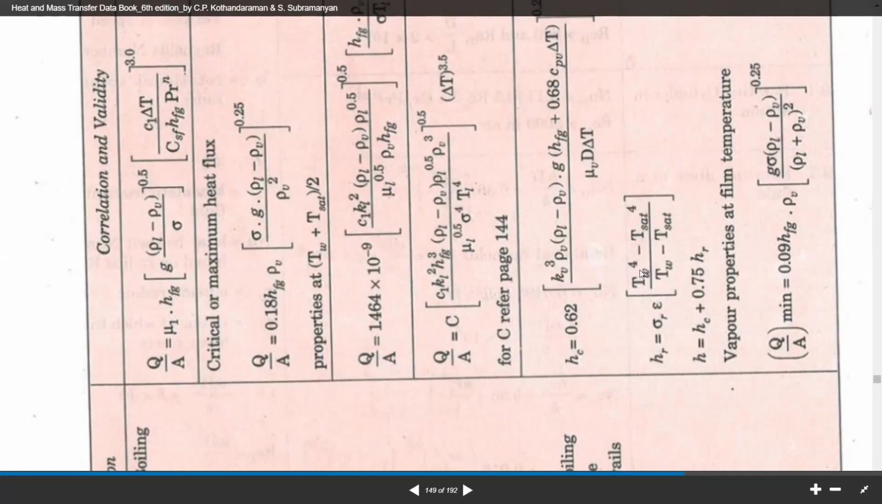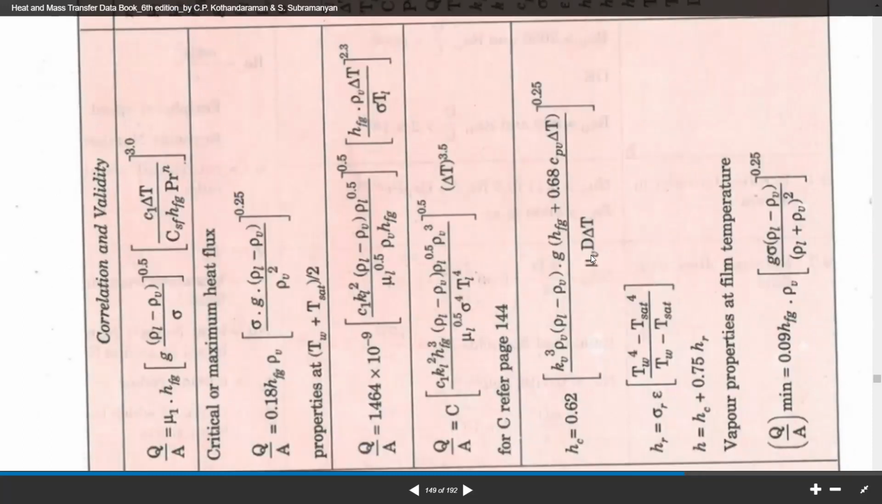Whenever he gives this formula, the temperature should be in kelvins because we have it to the power 4. So T_s or T_w is given as 260, the surface temperature is 260 given. So 260 plus 273 while using this formula, because the temperature is raised to 4. After that, calculate the overall value of h and calculate the value of Q.